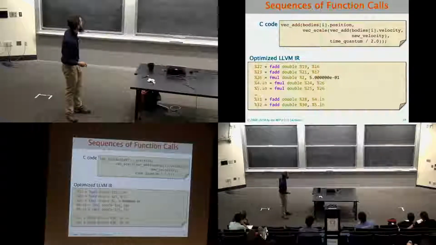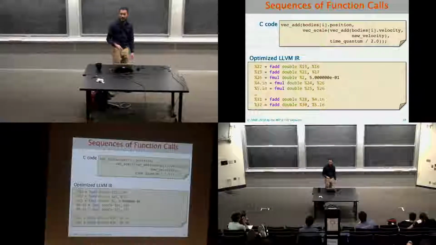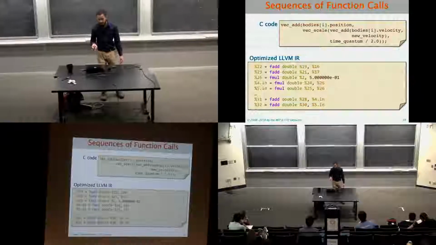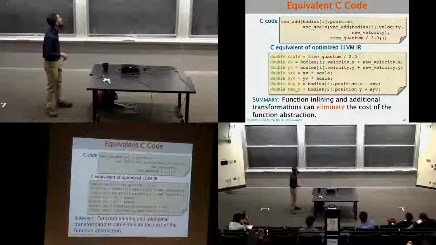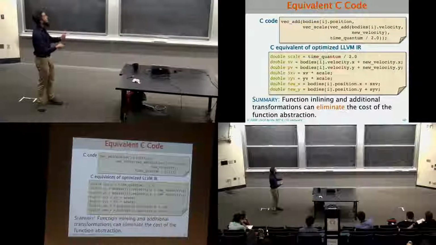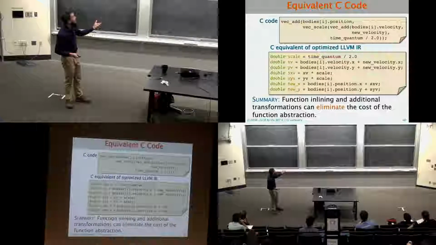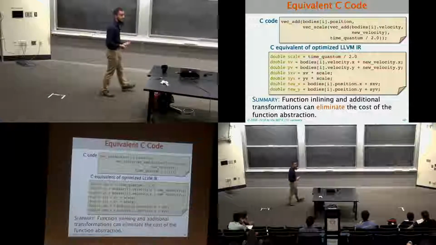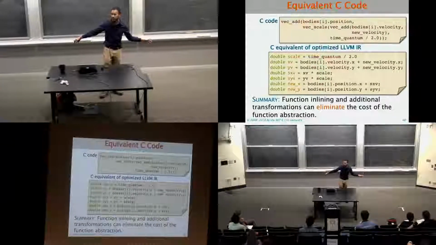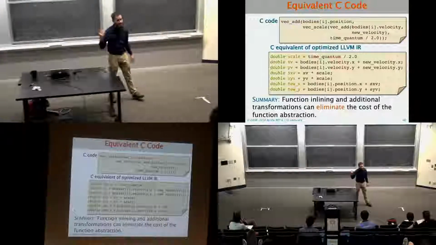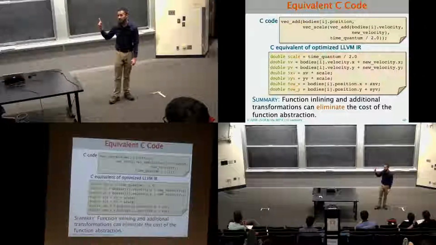And what we end up with in the optimized IR is just a bunch of straight line code that performs floating point operations. It's almost as if the compiler took the original C code and transformed it into the equivalent C code shown on the bottom, where it just operates on a whole bunch of doubles and just does primitive operations. So function inlining, as well as the additional transformations it was able to perform as a result, together were able to eliminate all of those function calls. It was able to completely eliminate any costs associated with the function call abstraction, at least in this code.